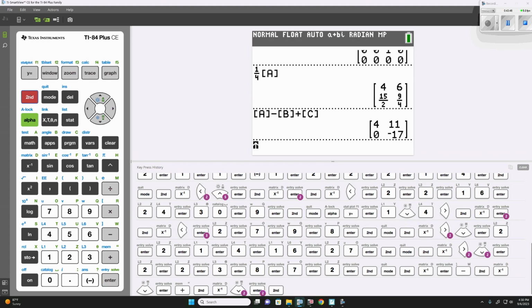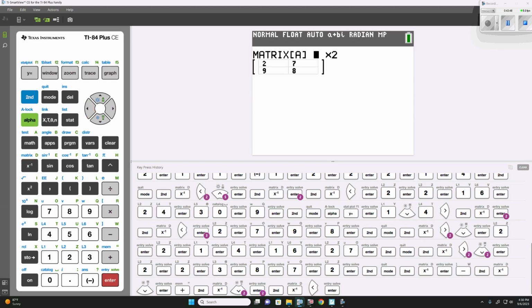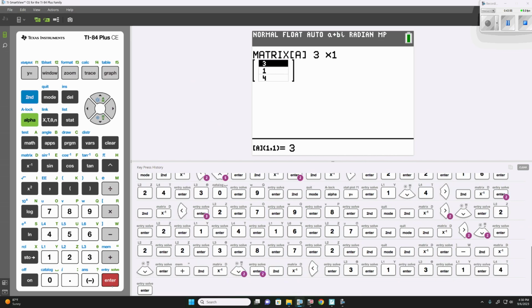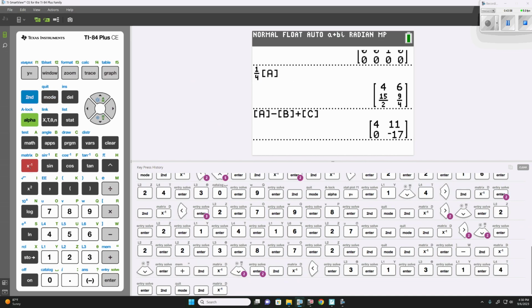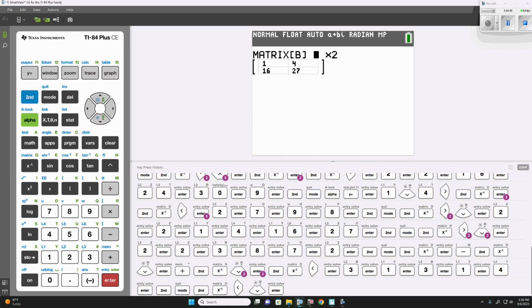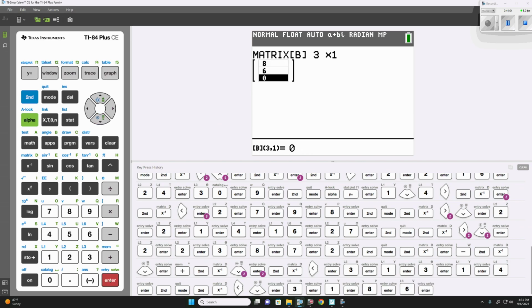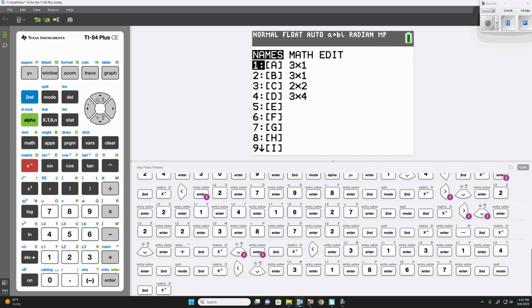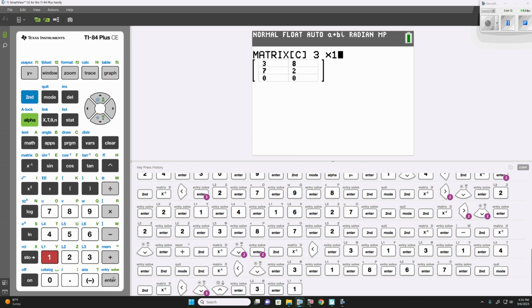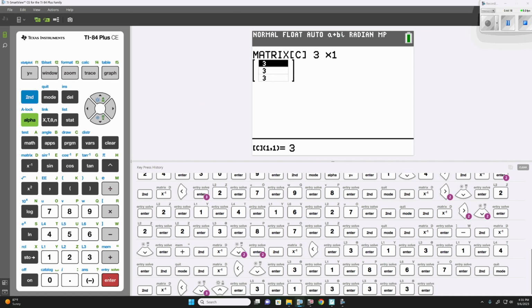So if I do this here, we can go second matrix A, which is a 3 by 1. We can call it 3, 1, 4. Second quit, second matrix B is also a 3 by 1. 8, 6, 7. Second quit, second matrix C is also a 3 by 1, which is 3, 3, 3. Second quit.